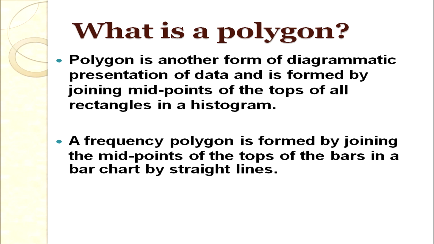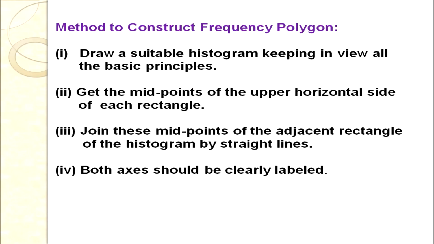So we are saying a frequency polygon is formed by joining the midpoints of the tops of the bars in a bar chart by straight lines. That means we are not using a curve, we are joining it by straight lines. Let's see the construction steps to construct a frequency polygon. First we need to draw a histogram. So when we have to draw the histogram, we have to keep in view all the basic principles which were required to draw a histogram.